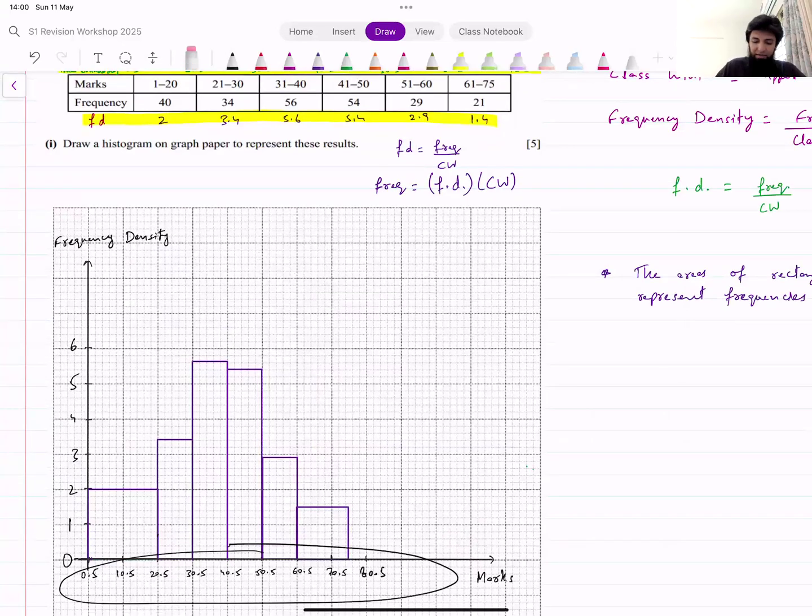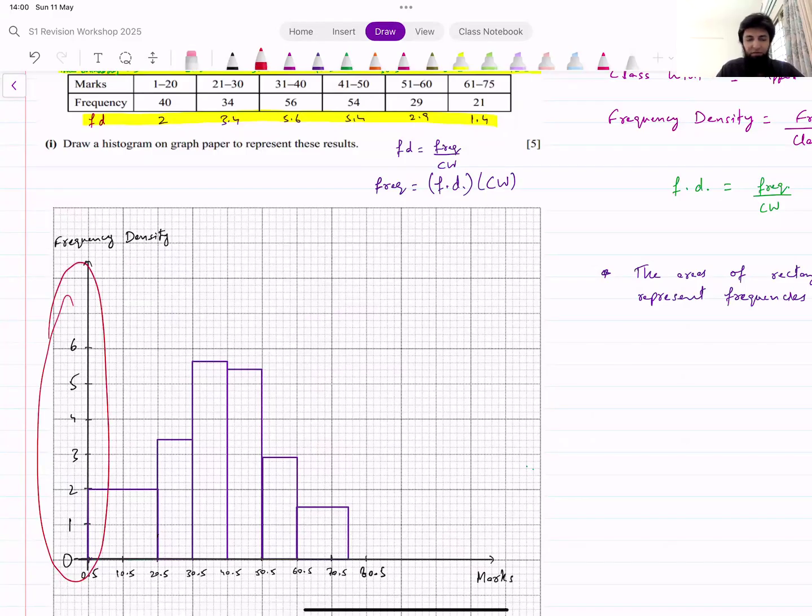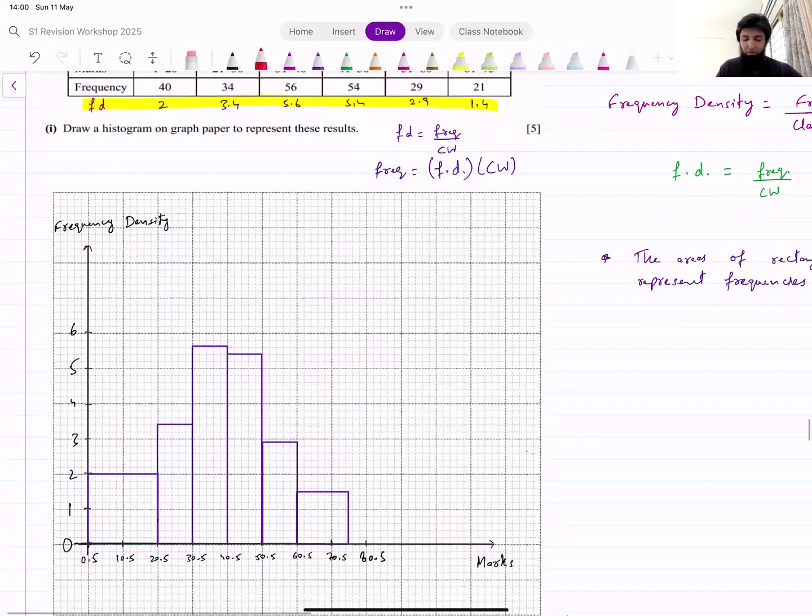On horizontal axis, you can start from a different number. But vertical axis always has to start from 0. Vertical axis cannot start from any other number. It always starts from 0. So then you would just make bars like this. Make sure that there are no gaps between the bars.